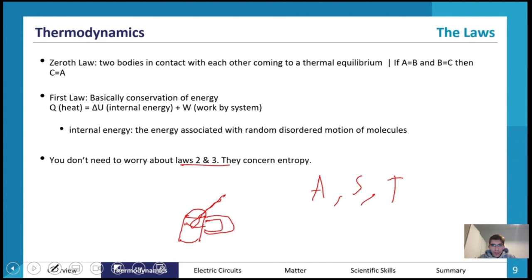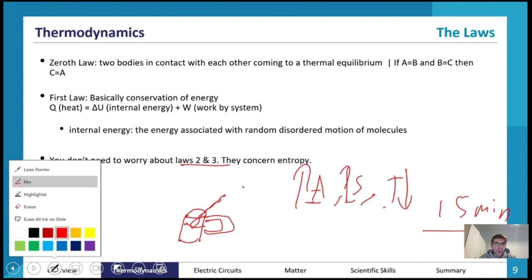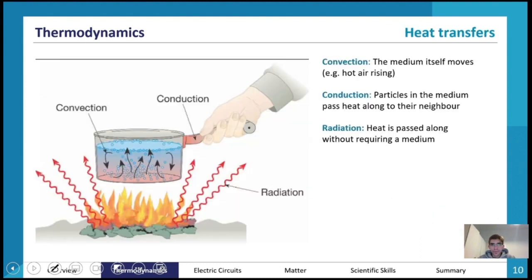Now, initially the tea will be very hot. The cup will be at room temperature and the spoon will be at room temperature. After, let's say, 15 minutes, the thermal energy of the tea will be transferred to the cup and to the spoon. Therefore, the temperature of the spoon and the cup will increase, whereas the temperature of the tea will start to decrease. And therefore, everything will come into equilibrium. But how is energy transferred?